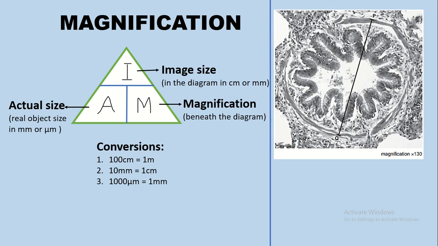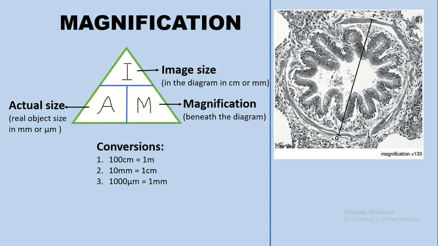You may be given a line PQ in the diagram. Just know that anything you need to measure from the question paper, especially from the diagram provided, is the image size, not the actual size. Like here we have the image size, which you can determine with your ruler. A magnification is introduced, given to be times 130. So from here you know how to find your actual size.